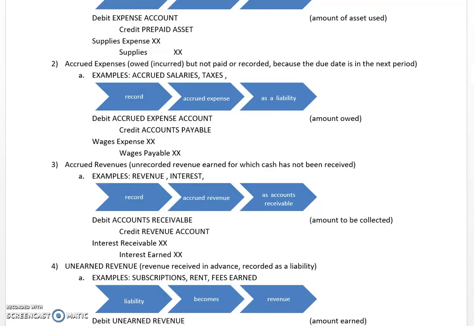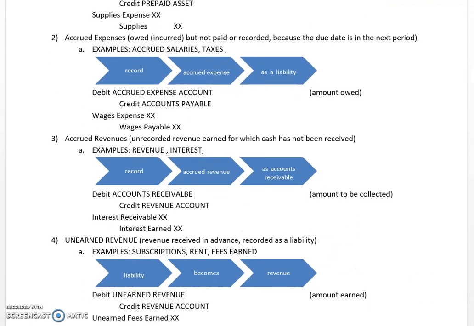So once again, this is revenue that's been earned, but it's not recorded and has not been received because the due date is going to be in the next accounting period. What you would do is debit the accounts receivable account for the amount of interest coming in, and credit the revenue account for the amount of interest you earn. So even though you haven't received the interest, you have earned it because all you have to do to earn interest is wait till the end of the period and leave the cash in the bank.